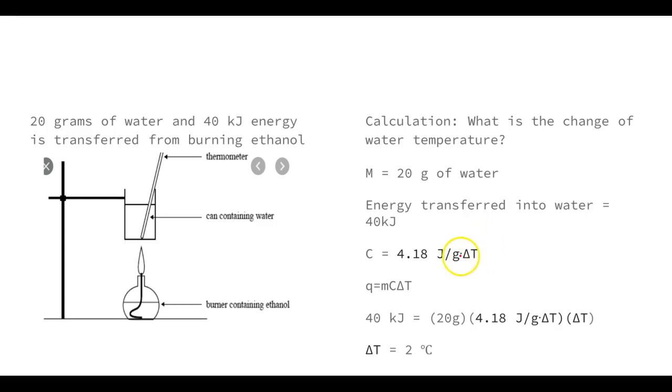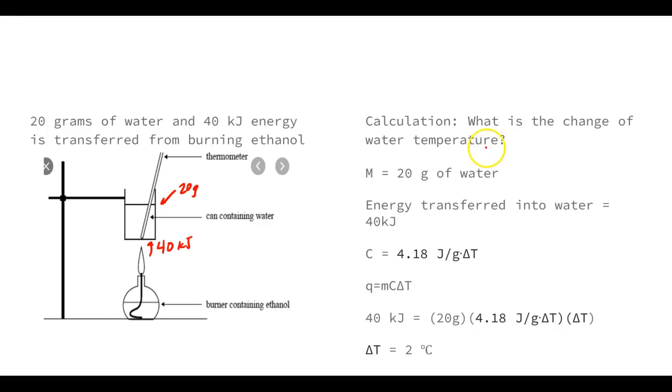So let's go ahead and go through an example. For this example, we're going to be focusing just on the water. So let's say I have 20 grams of water, and this burner is more or less releasing a total of 40 kilojoules of energy into the water. So we've been burning this ethanol, that heat moves up, it transfers its energy into this water. What we would like to know is what is the change of temperature.